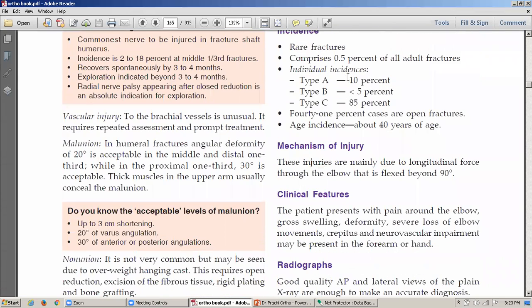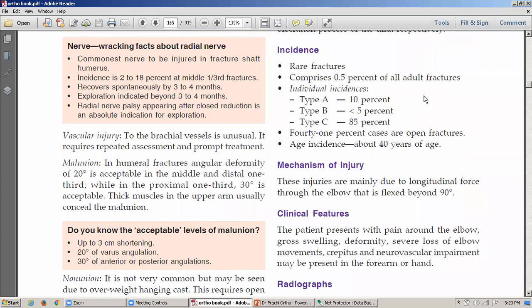And the incidence shows that this is a rare fracture, comprising 0.5% of all adult fractures. Individual incidence is type A, 10%, type B, less than 5%, and type C, 85%. 41% of cases are open fractures, and the age incidence is about 40 years.